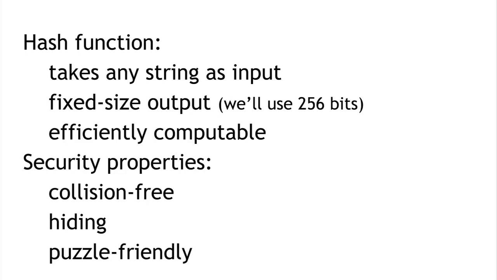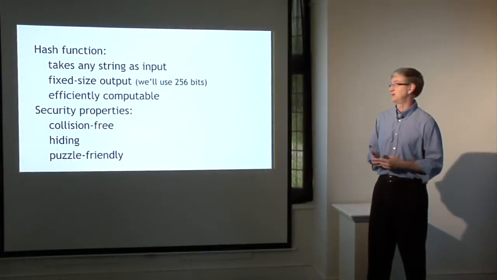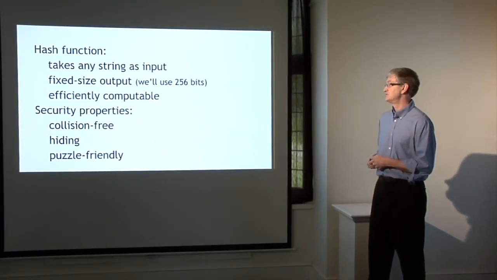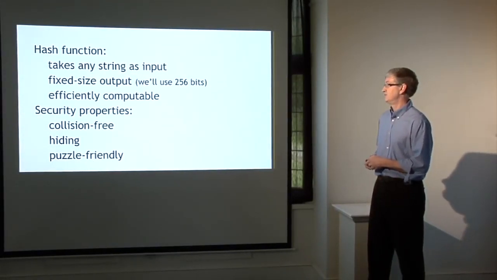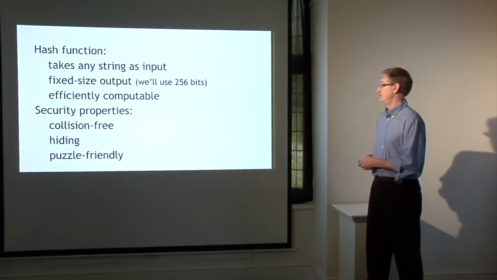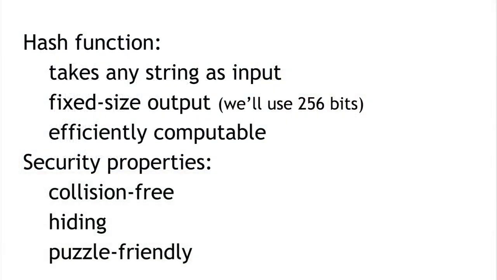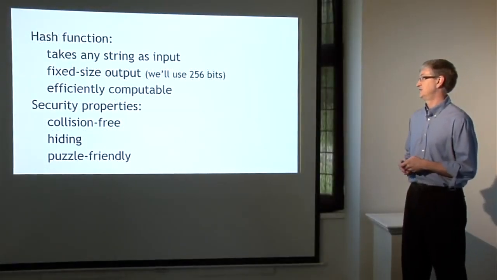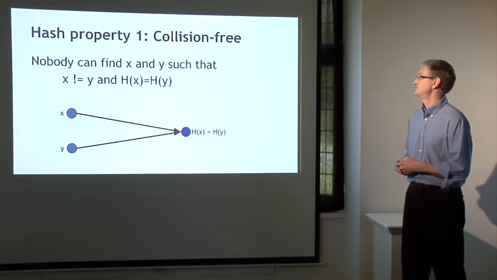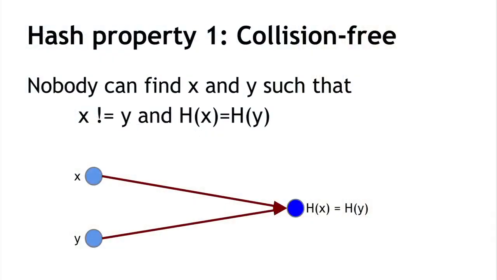So that's a hash function, but we're going to need hash functions that are cryptographically secure. The cryptographic properties of hash functions are a complicated topic in general, but we're going to focus here on three particular properties, and I'll explain in a minute what those are. In particular, that the function is collision-free, that it has a hiding property, and that it's puzzle-friendly. And for each of these, I'll talk about what the property is, what it means, and then I'll talk about why it's useful to have a function that has that property. So first, collision-free. The first property that we need from a cryptographic hash function is that it's collision-free.